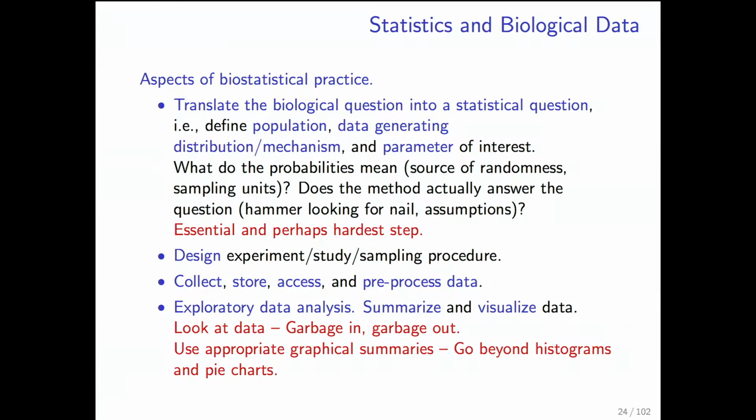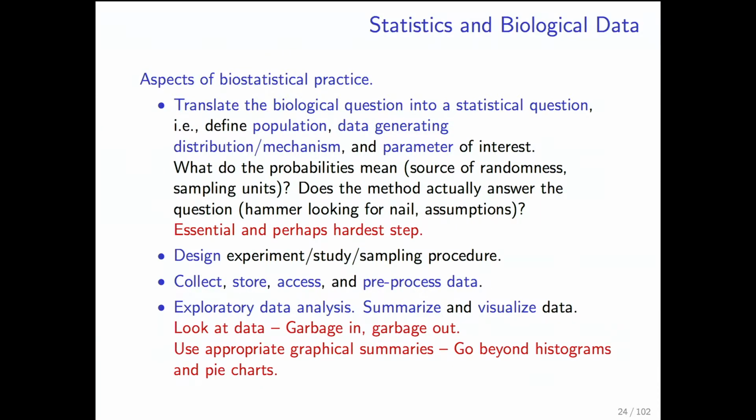So here are some important aspects of biostatistical practice. The first one is essential, and that's perhaps the hardest step. It has to do with translating the biological question into a statistical question. And in statistics, questions are parameters. So in this context, it's essential to think about the meaning of probabilities. What are the sources of randomness? What are the sampling units? For example, it wouldn't make sense to do a t-test when we have an entire population. Are we sampling genes, or are we sampling patients?